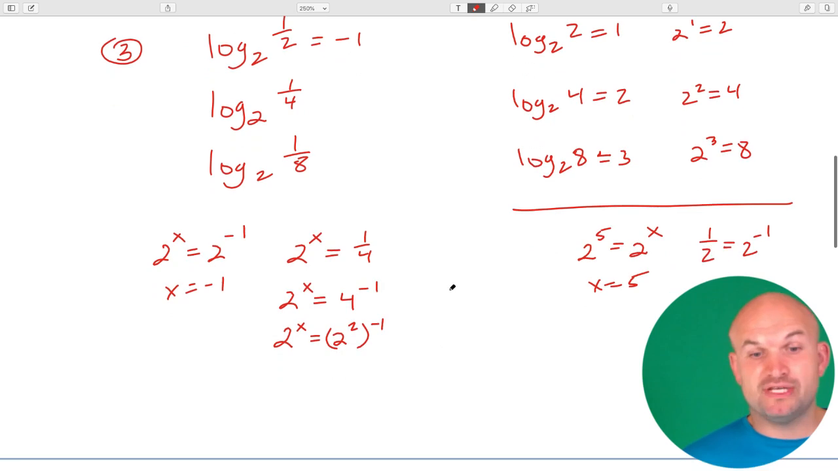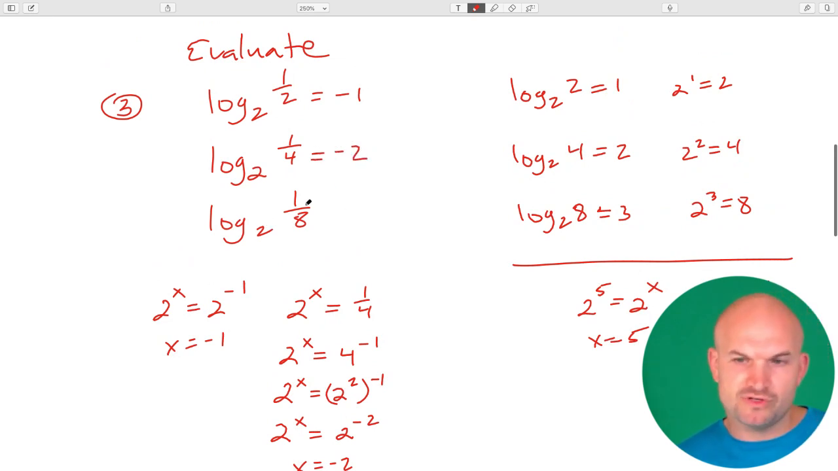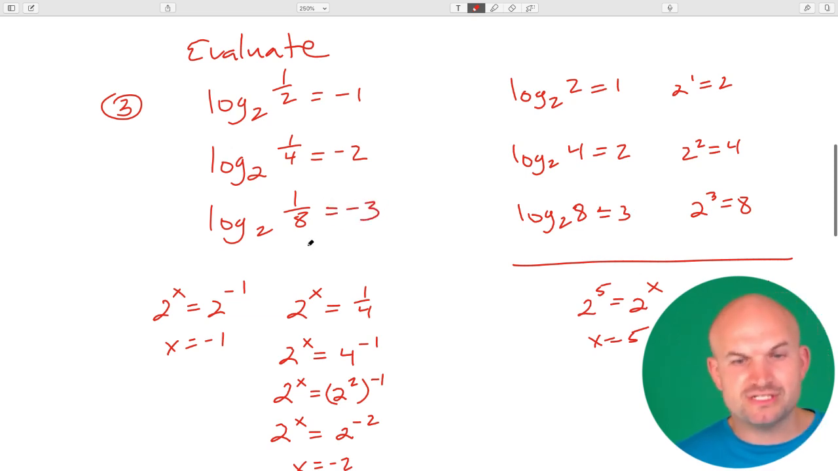And again, remember the rules of exponents, that when you have an exponent raised to a power, you can just multiply. So 2 to the x equals 2 to the negative 2nd. Now you can see x is equal to -2. And hopefully you start recognizing this relationship. So therefore 2 to 1/8, instead of being 3 here, is going to be a -3. And that is how you work with fractions. Use your rules of exponents to help you out with that.